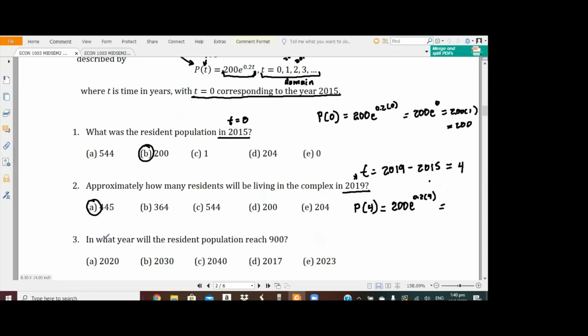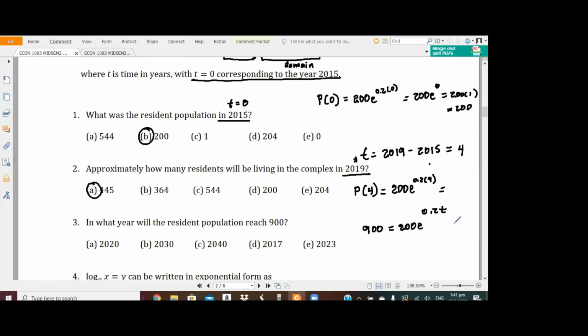Now they're asking, in what year will the resident population reach 900? So the population is 900. That tells me that this part of the function, which tells us the population size, becomes 900. So I'm going to write that 900 is equal to 200 e to the 0.2t. Now we want to solve for t so that we can actually know which year it's going to be.